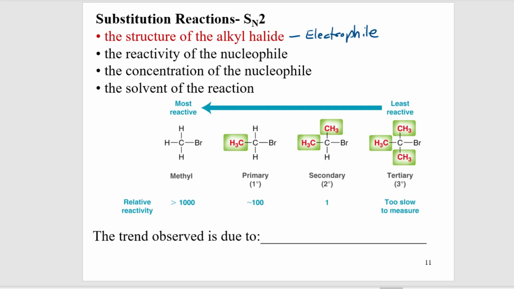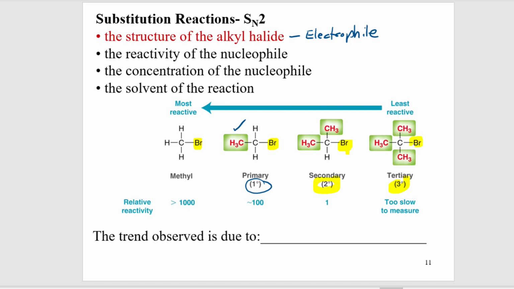When the halogen is on a methyl carbon, with just hydrogens around it, it is greater than 1,000 times faster than if the bromine was on a carbon with one R group, right? This is a primary carbon. It's a primary bromide. When the bromine is on a carbon with two carbons off of it, this is a secondary bromide. And when a bromine is on a carbon bearing three other alkyl groups, it is a tertiary bromide.